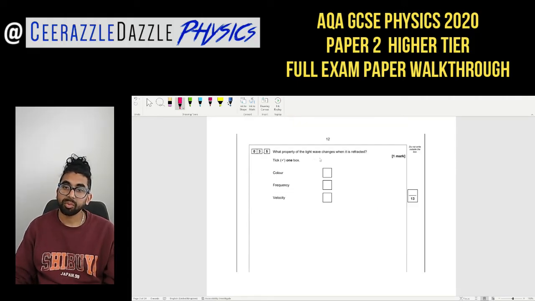3.5. What property of the light wave changes once it's refracted? Well, don't forget the colour remains the same. The frequency remains the same. It's the velocity. The velocity will change as it enters a new medium.